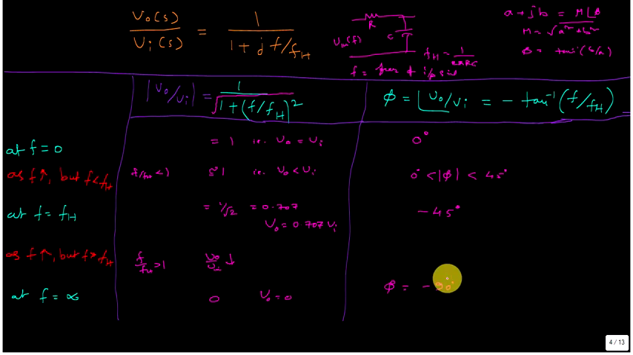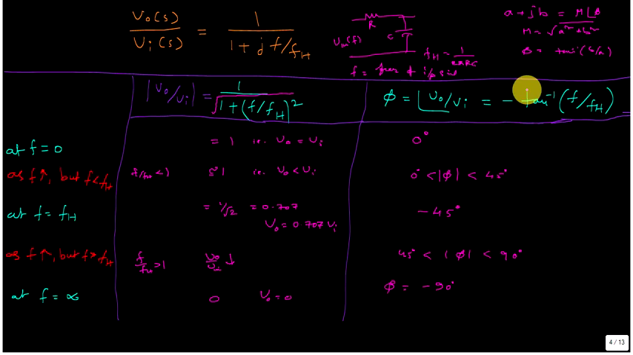Next, in the same way, if f is equal to infinity, phi can be written as minus 90 degrees, because tan inverse of f by fh, when f is equal to infinity, infinity by something is infinity, and tan inverse infinity is 90 degrees. So phi is 90 degrees, and the magnitude of phi is between 90 degrees and 45 degrees.